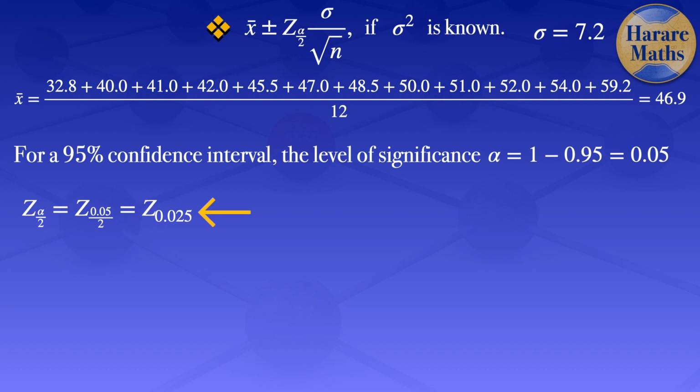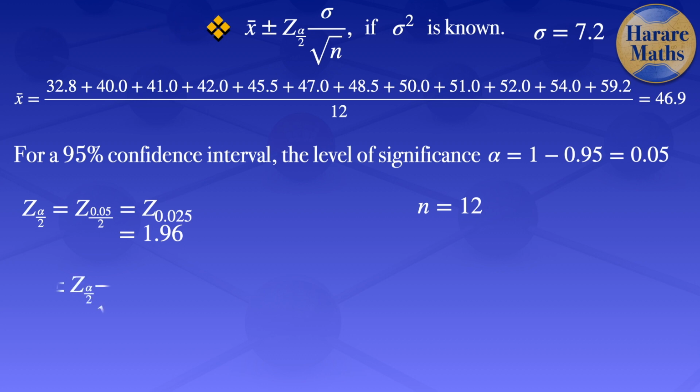And you read this value from statistical tables, and the value there is 1.96. Our n is the number of observations. We are saying our n is equal to 12. And we are saying that our confidence interval is of this form.